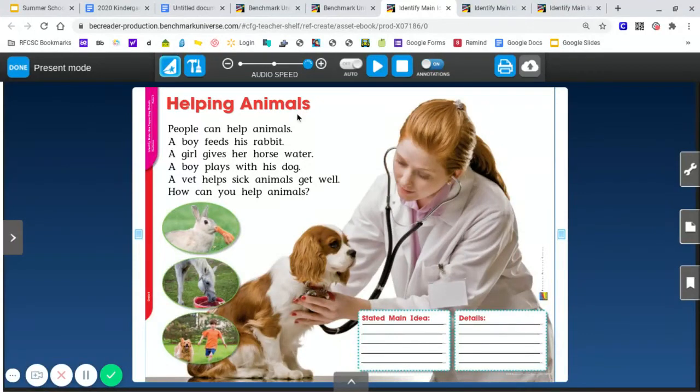That's what this text is mostly about. So, some of the details in the story or the text are the boy feeds the rabbit, the girl gives the horse water, the boy plays with the dog, and the vet helps sick animals. So, those are some details that support the main idea.